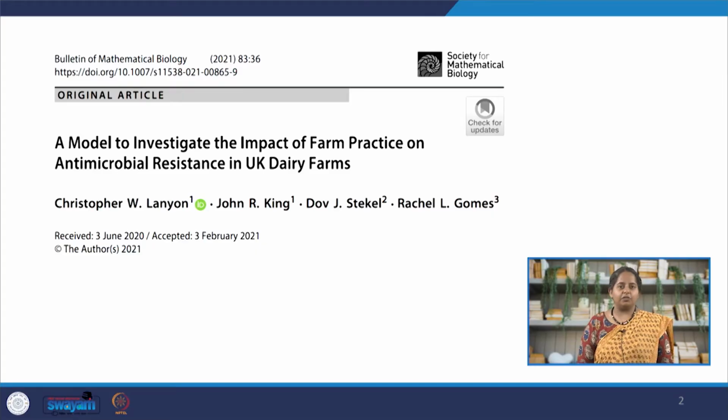So let's get started. This is the paper that we are going to study today, a model to investigate the impact of farm practice on antimicrobial resistance in UK dairy farms. The principles applied in this particular paper are exactly what we have studied so far in the course, and this example is also relevant for other environmental systems such as aeration tank and an ASP or other environmentally related processes such as wastewater treatment, WSPs and wastewater receiving ponds.